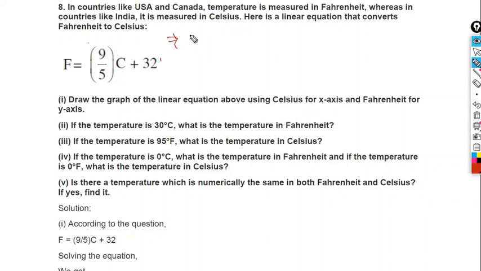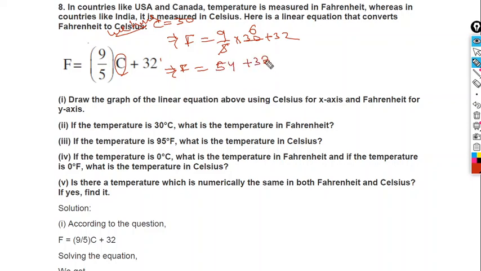Implies we have C equal to 30. Now we'll put the value of C here. So F equal to 9 by 5 into 30 plus 32, implies F equal to, you cancel, 5 into 6 is 30. So F equal to 9 into 6, that is 54, plus 32, which is equal to 86.